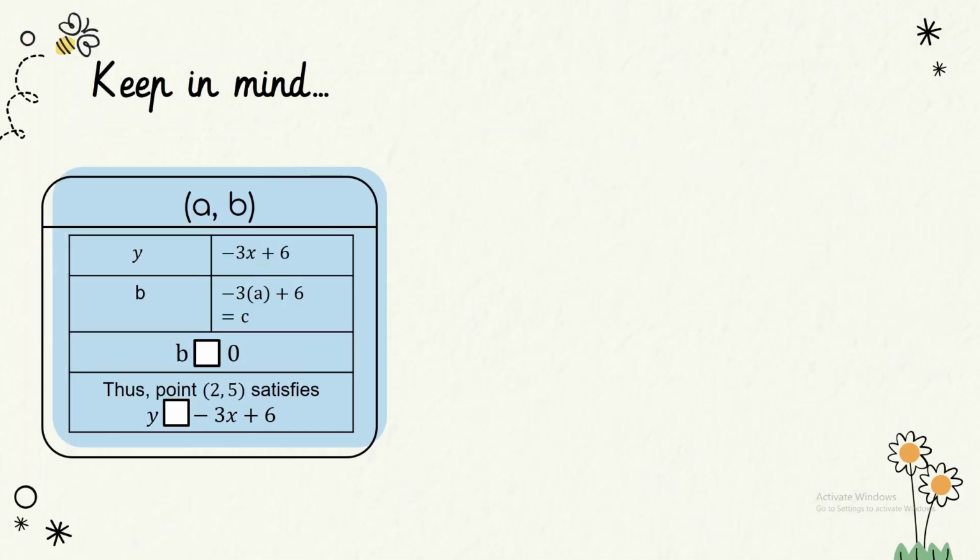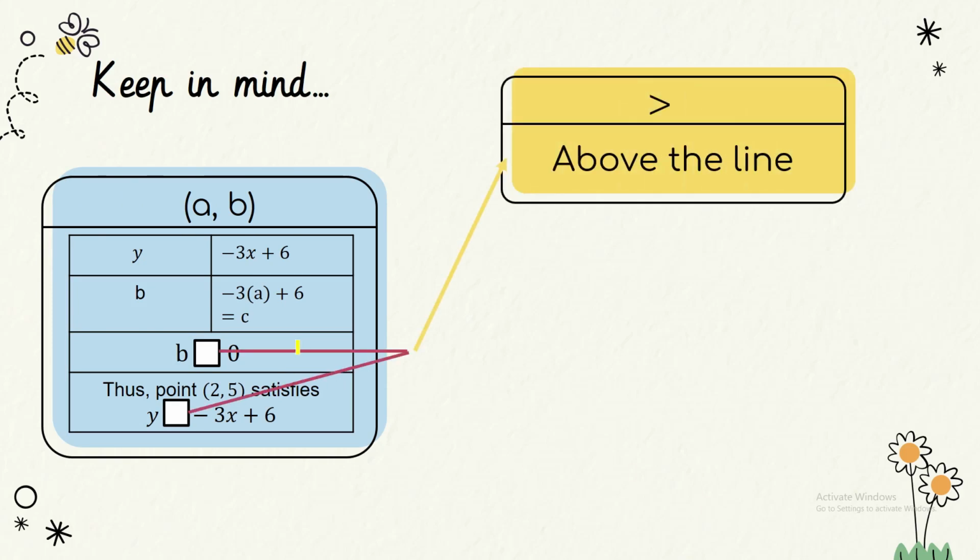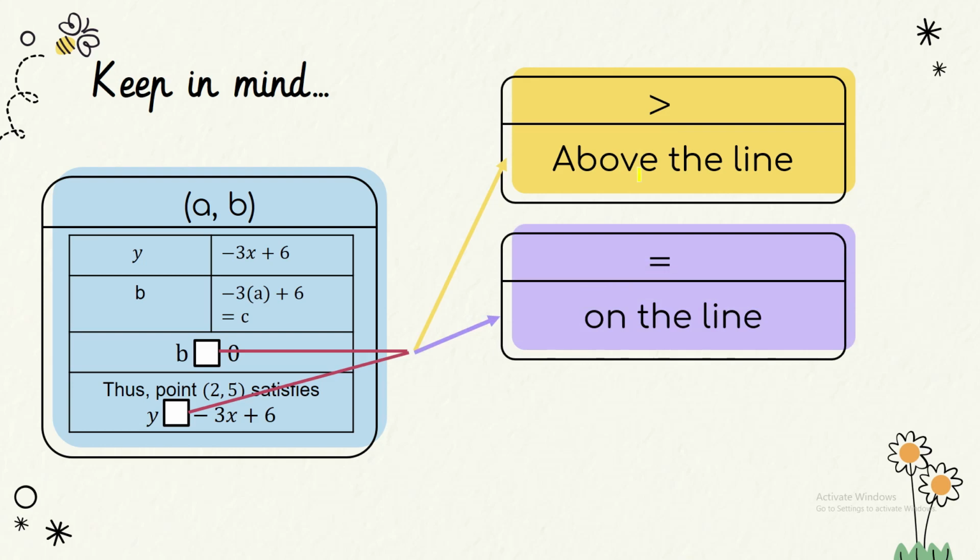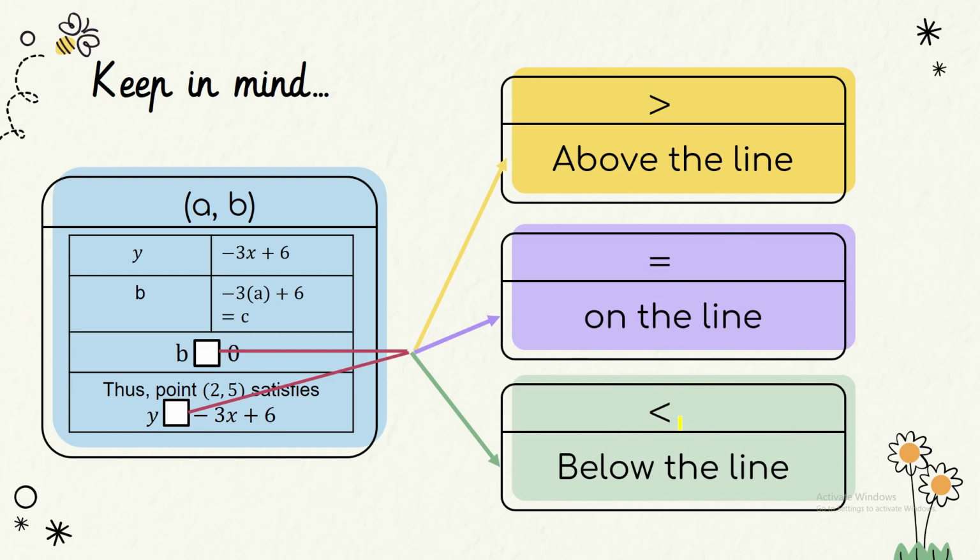Okay, next. We already reached the end of the lesson. Please keep in mind this table, okay, this is the blank space. This is the sign. If it's higher than, it is above the line. If it's equal, it's on the line. If it's lower than, it's below the line. Okay, please keep this in your mind.